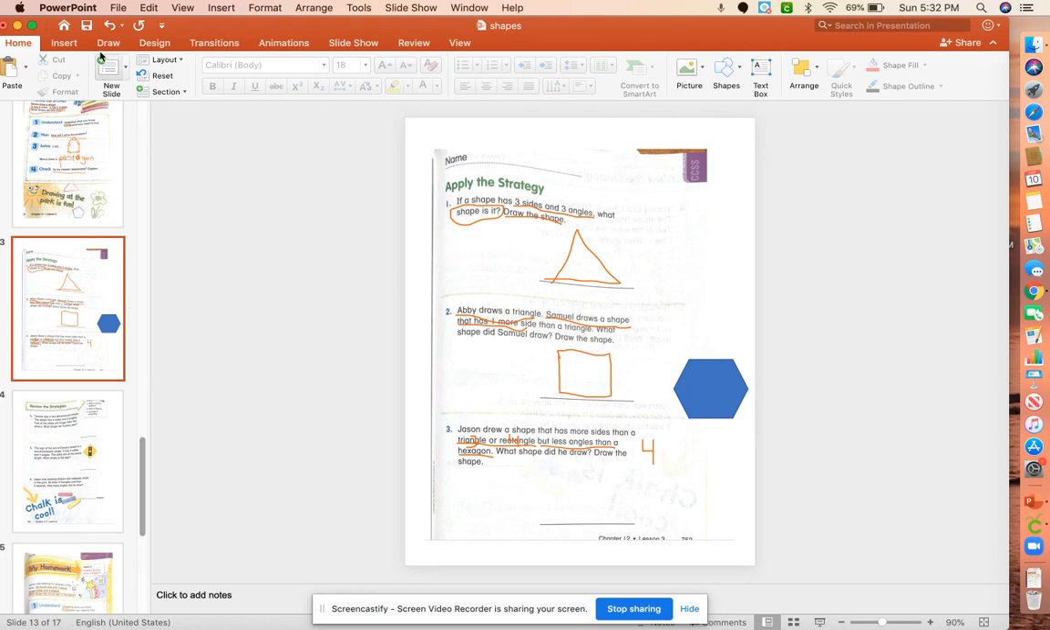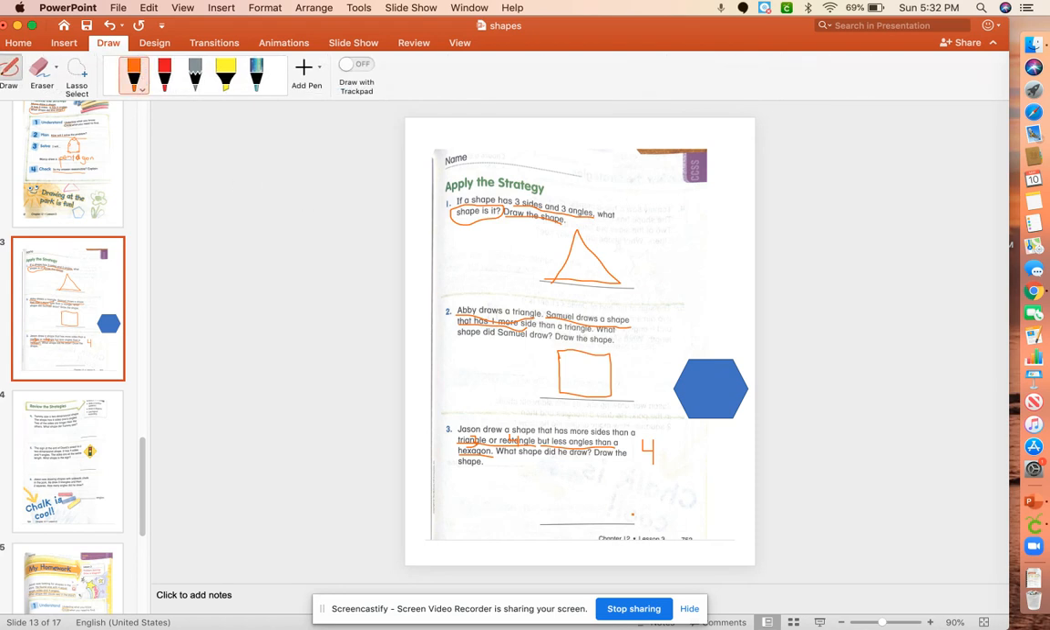So it has to have 6. So what number is right here? What number comes between 4 and 6? I hope you chose 5. And now I want you to think in your head. What shape have we talked about that has 5 sides?